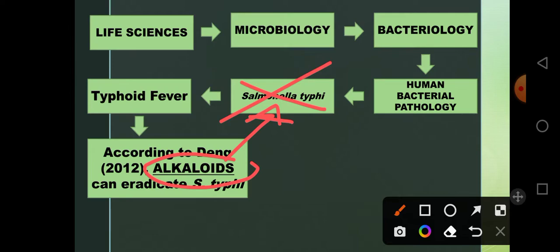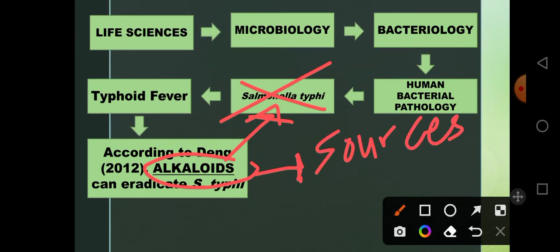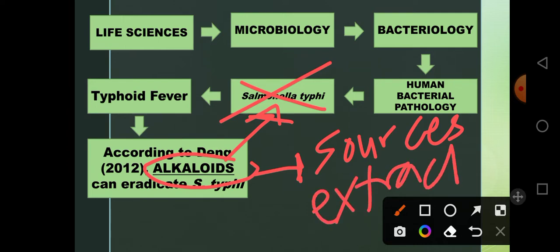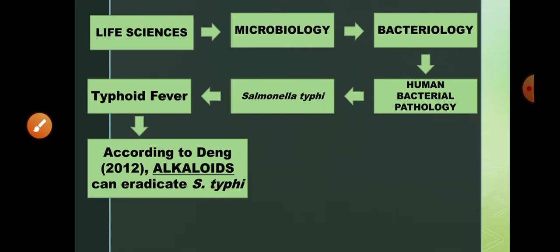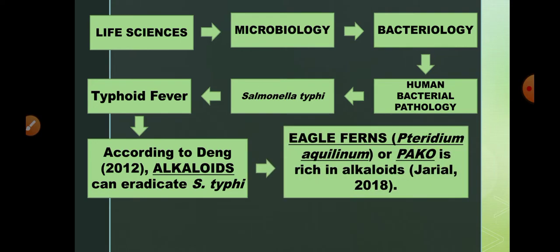Okay? With that, class, you now search for references regarding the sources where you can extract such phytochemical substance. And with such references, class, you have found out in, let's say, the investigations of Harial 2018, that eagle fern, which has a scientific name of Pteridium aquilinum, or pako in Tagalog, is rich in alkaloids. Okay? Eagle ferns are rich in the said phytochemical substance.